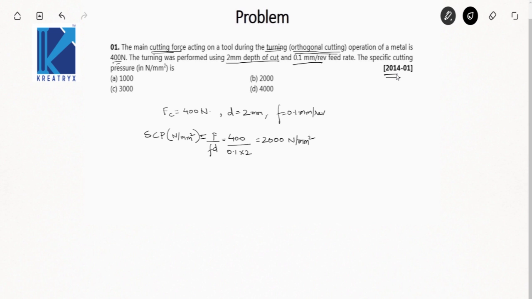Since the value of d is in mm and feed is also in mm, the unit which we are getting is Newton per mm square, and the question is also asked in the same unit, that is Newton per mm square. So the right answer is option B. Option B is the right answer. Now moving to the next question.